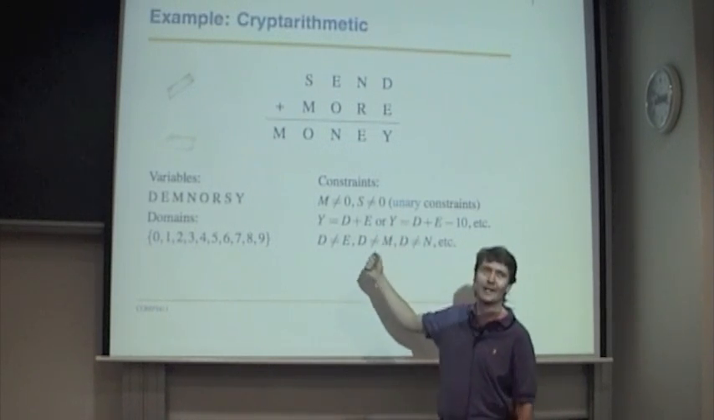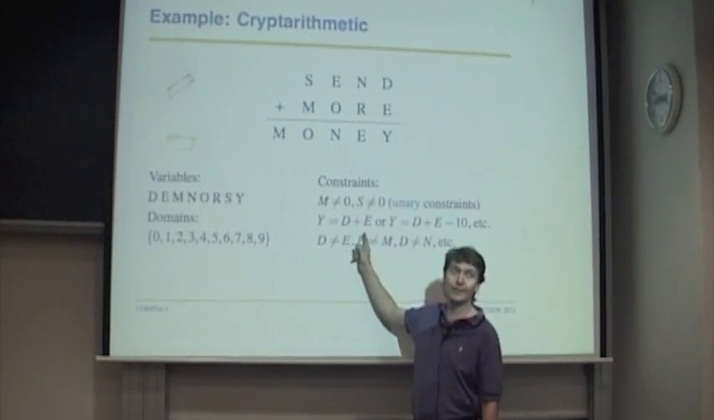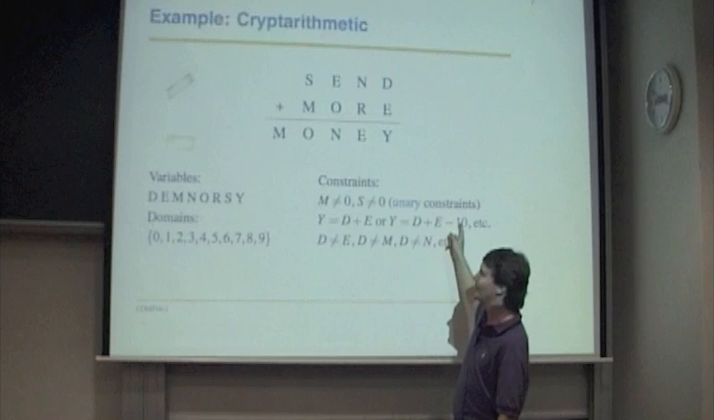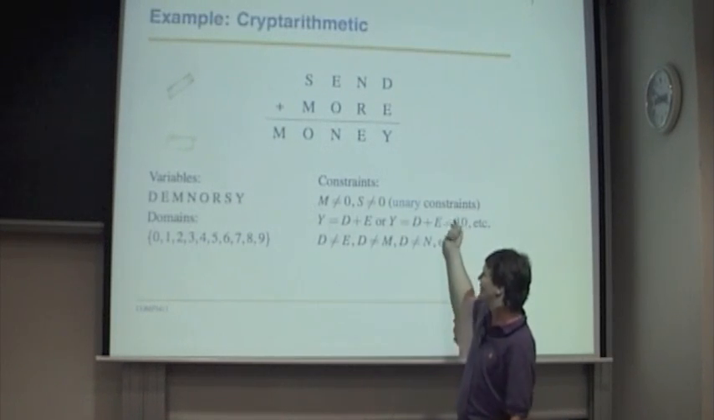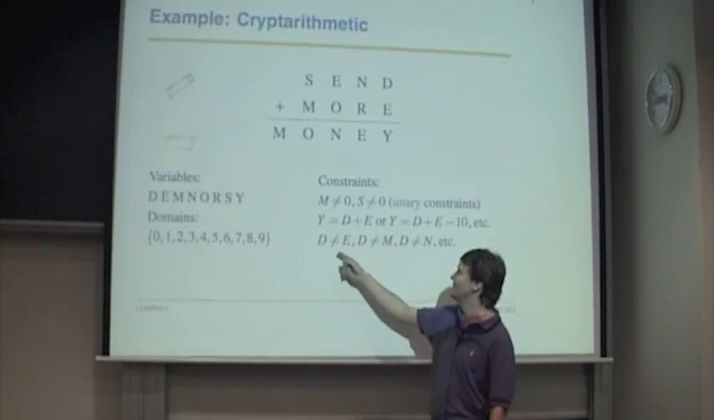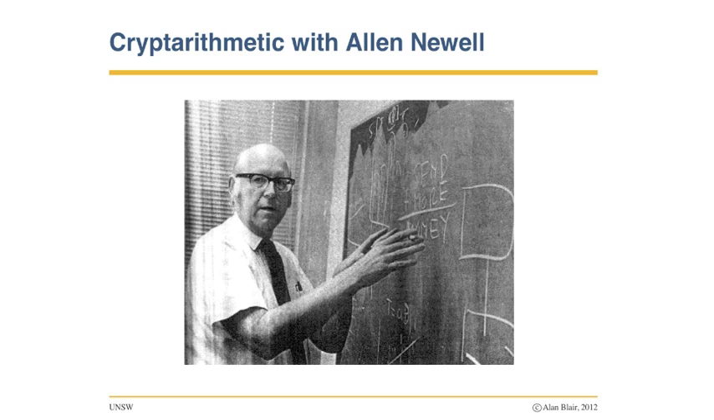But there can sometimes be a carryover, right? So when you add D and E, you either get Y or you get Y plus 10, and so on. And then there's a constraint that they all have to be distinct. So D is not equal to E, D is not equal to M, etc.